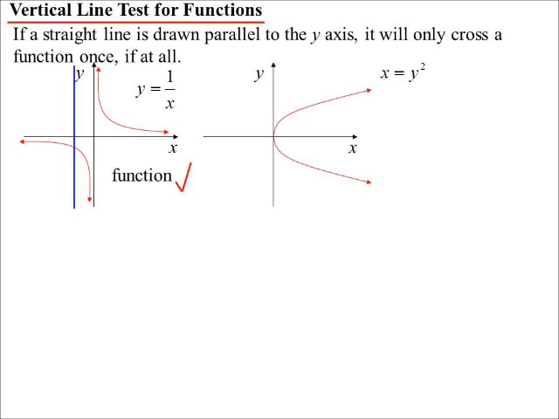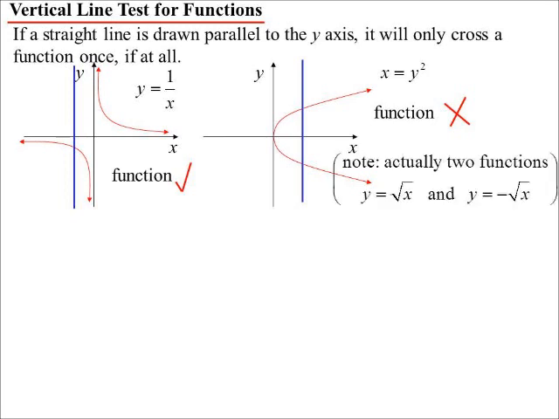Now let's have a look at a sideways parabola. That would have a function x equals y squared. And over on the left of it, it's fine, I'd miss it. But as soon as I go past the y-axis, it cuts it twice. So no good. So no, that's not a function, it's just a relation. Just a relation. It actually is made up of two functions.